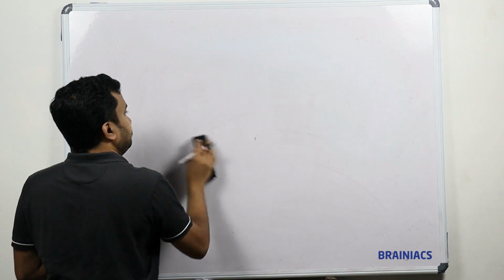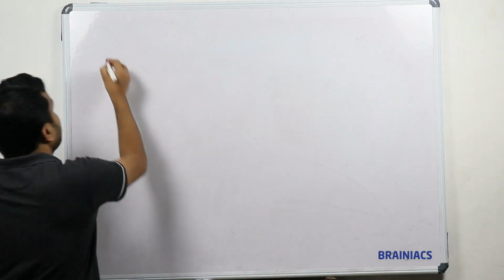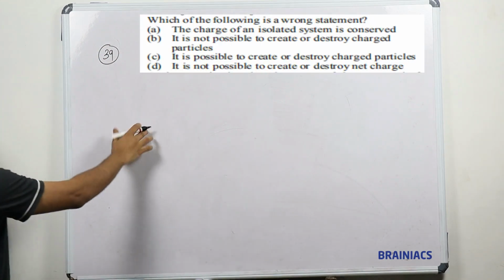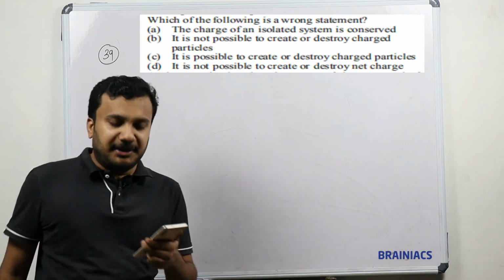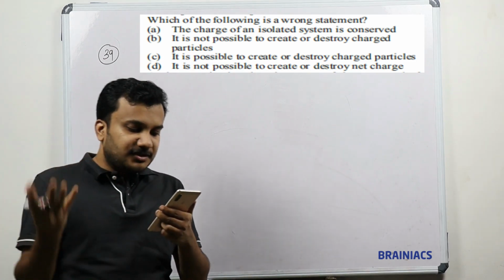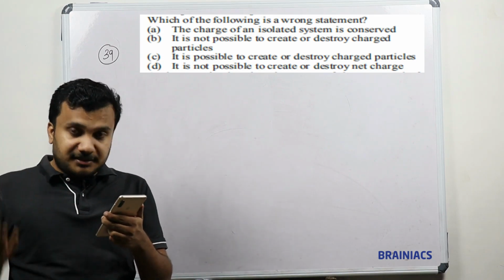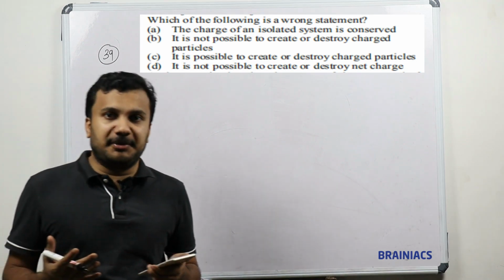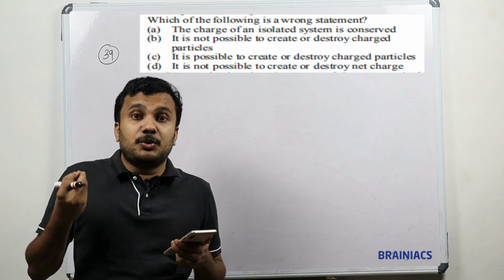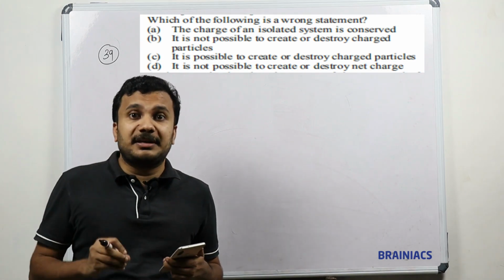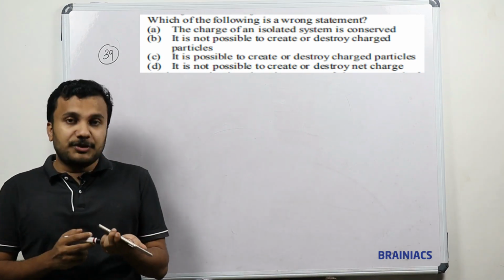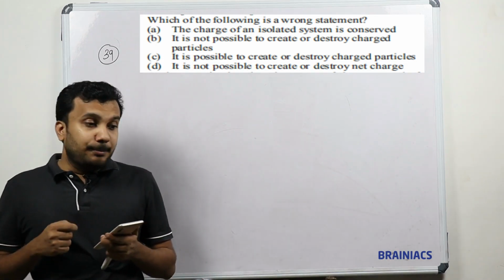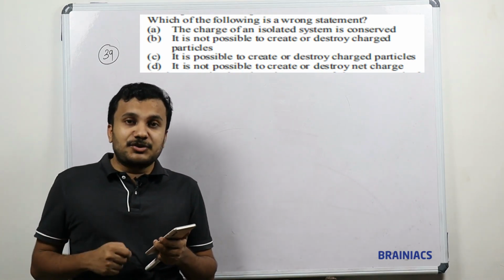So we'll move further to the 39th question. What is the 39th question speaking about? Which of the following is a wrong statement? Charge of an isolated system is conserved. That is a correct statement. It is not possible to create or destroy charges. That is a wrong statement. It is possible to create and destroy charges in your small school classes itself. You may have learned this, I have learned this while I was in school.